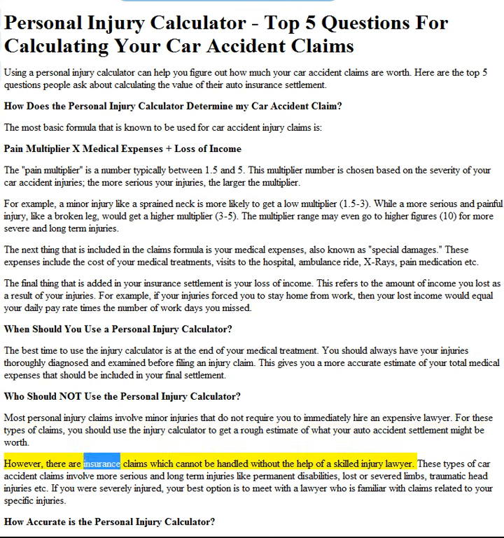However, there are insurance claims which cannot be handled without the help of a skilled injury lawyer. These types of car accident claims involve more serious and long-term injuries like permanent disabilities, lost or severed limbs, traumatic head injuries, etc. If you were severely injured, your best option is to meet with a lawyer who is familiar with claims related to your specific injuries.